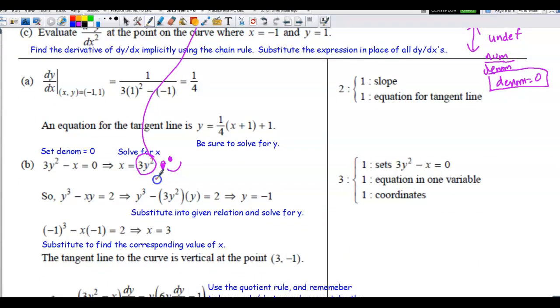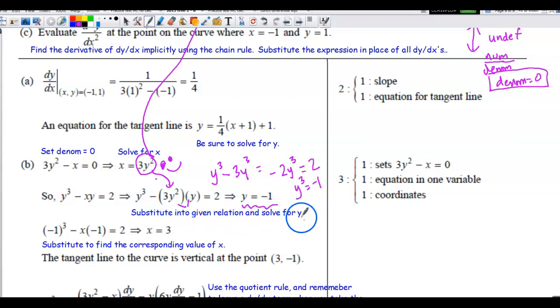So they're substituting 3y squared in place of x. Combine like, or multiply, simplify, evaluate. So we get y cubed minus y squared times y is y cubed minus 3y cubed is equal to negative 2y cubed, and that's going to be equal to 2. Divide both sides by negative 2, and you get y cubed equal to negative 1. Take the cube root of both sides, and you get y equal to negative 1.